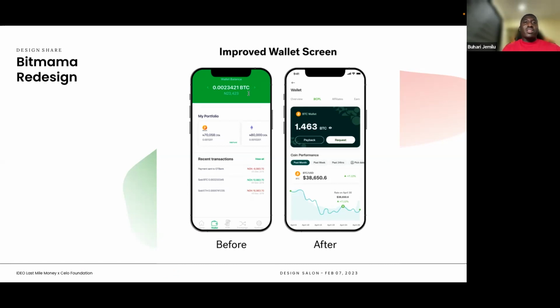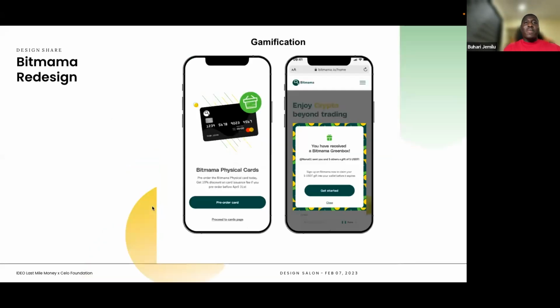You can see the one on the left is what we had before, and the one on the right is the new design. And one thing we did on our referral is that for every referral you get, you get rewards for referring people. We also try to encourage people by giving them some tokens, some coins or some gifts that they can use to trade on the platform as well.